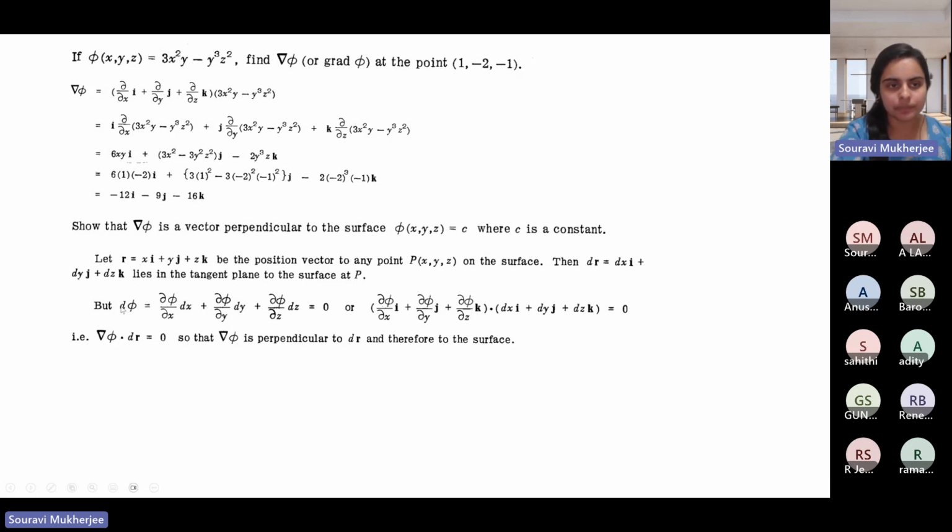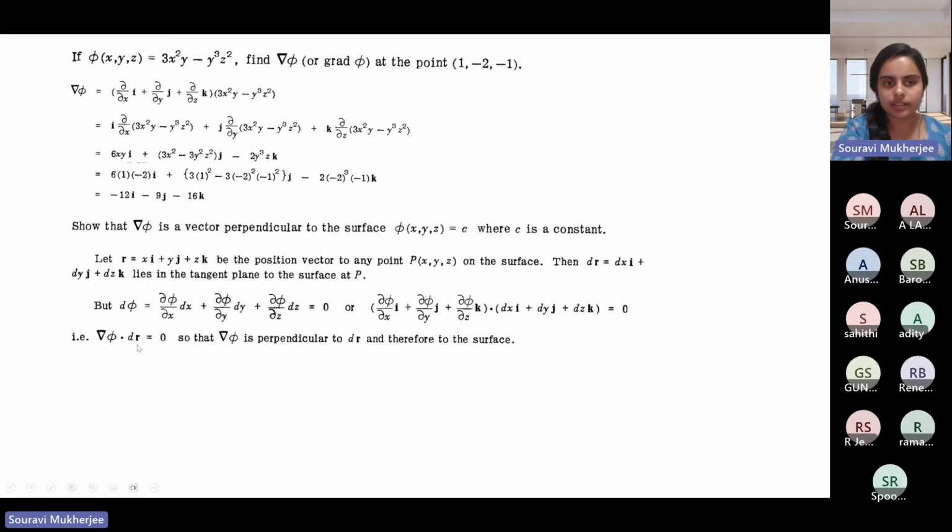Now, you know that d phi should be equal to 0. Why? Because phi is constant, right? So d phi is equal to 0. That means del phi del x dx plus del phi del y dy plus del phi del z dz is equal to 0. This can again be written as a dot product, and this dot product is actually equal to grad phi dot dr. Now, grad phi dot dr is equal to 0. dr individually is not equal to 0, grad phi is not equal to 0, but the dot product is 0. That means the angle between them is 90 degrees.